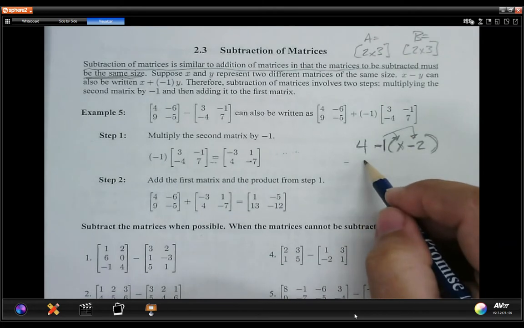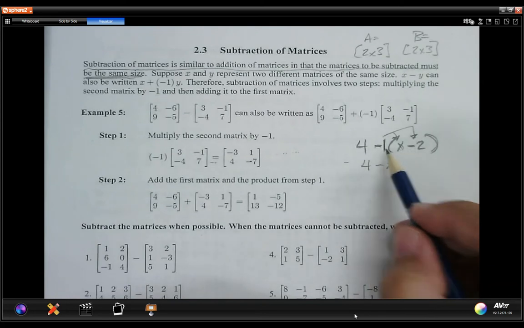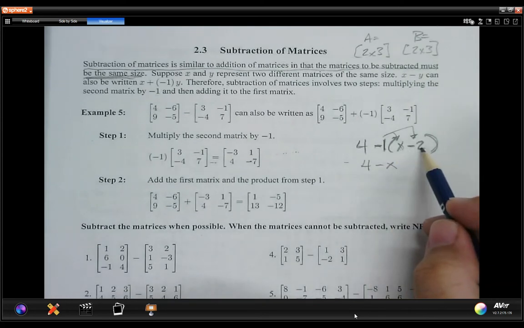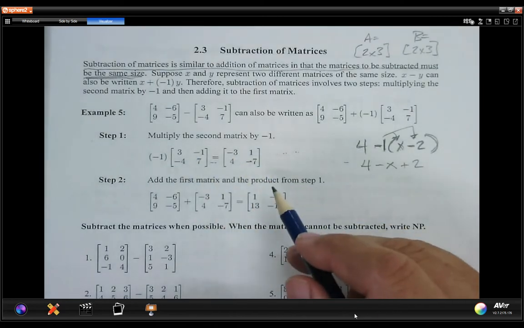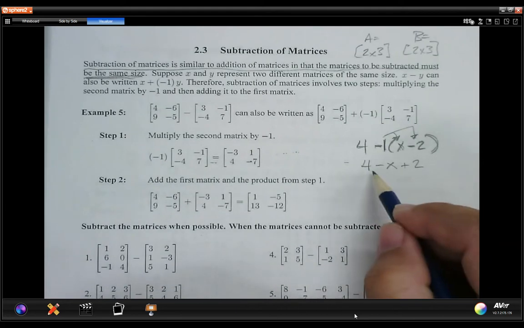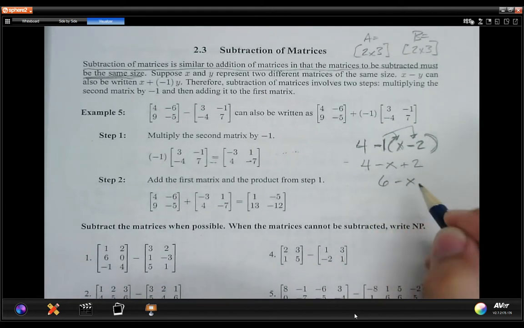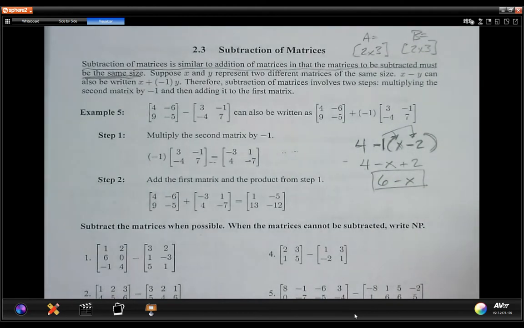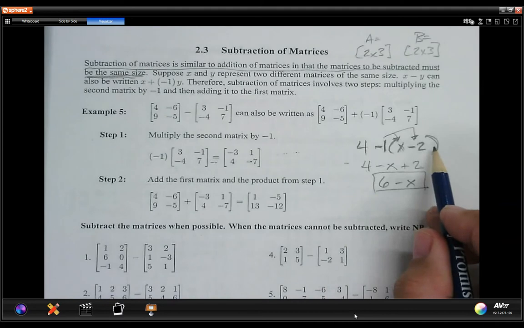So what I really have is 4, negative 1 times x is minus x, and negative 1 times negative 2 is actually positive 2. And that's what they're trying to tell you over here, but to me, it just looked confusing, okay? So then I'm going to, of course, collect my like terms. I want to have 4 plus 2, which would be 6 minus x, okay? So this would be the final answer for that. But what I wanted you to see is that you have to distribute that negative through, okay?